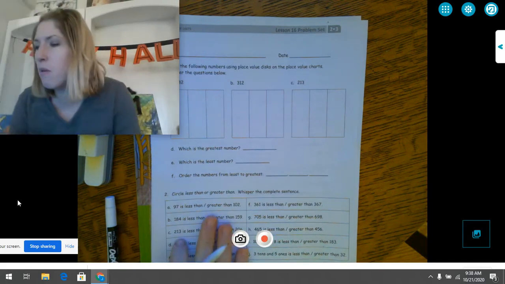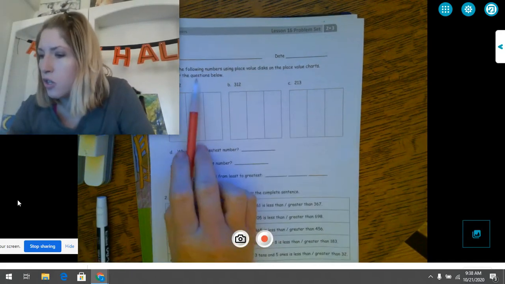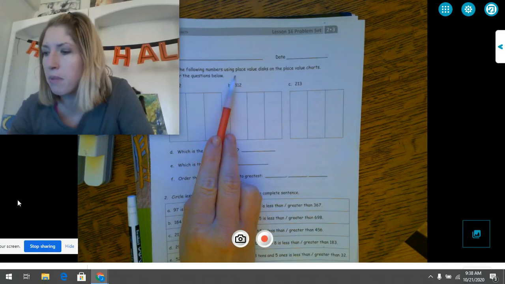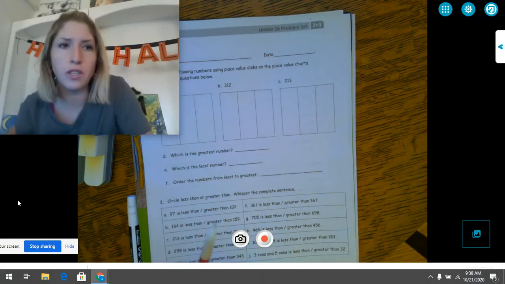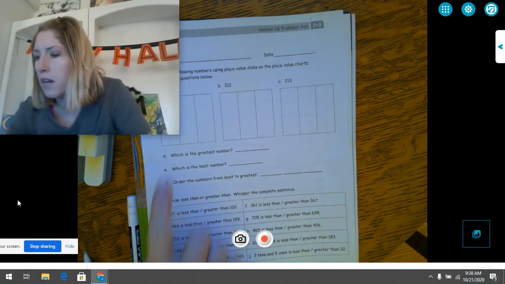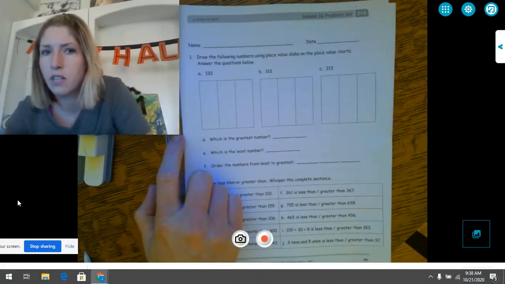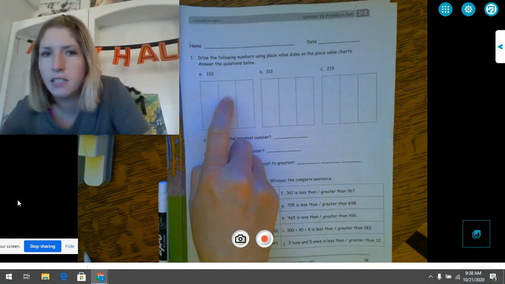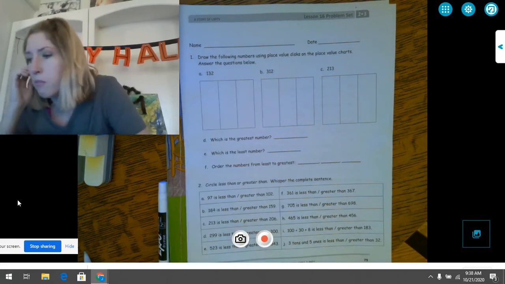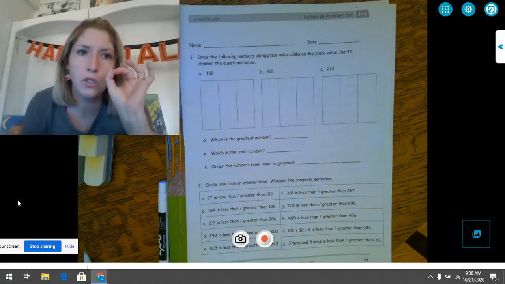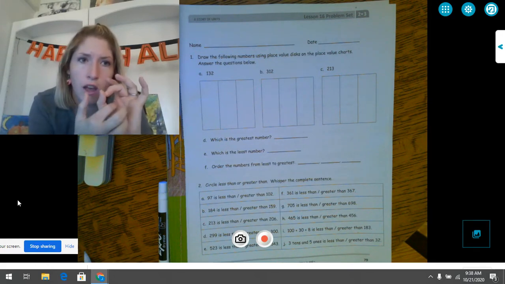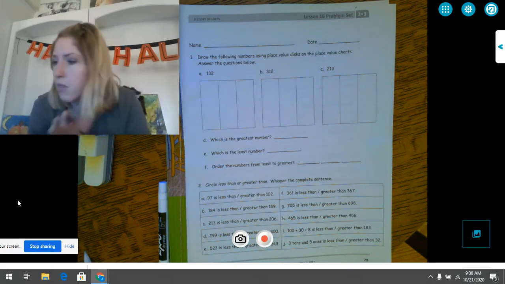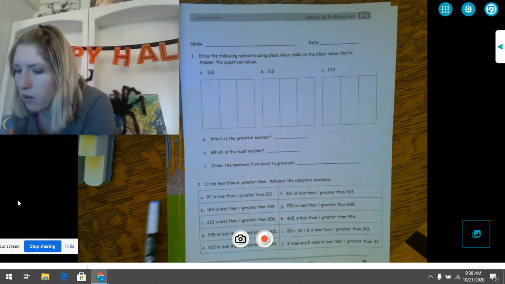Number one would like for us to draw the following numbers using place value discs on the place value charts, and then answer the questions below. So we know that these three rectangles here stand for hundreds, tens, and ones. And if you remember from our previous lessons, place value discs are just little circles we're going to draw in those places. The circle will either represent 100, 10, or 1. So let's go ahead and do those. We know how to do them.